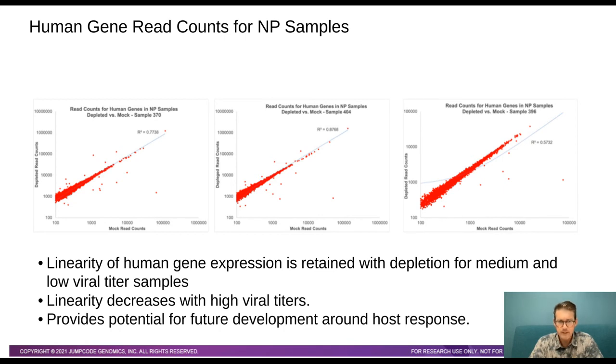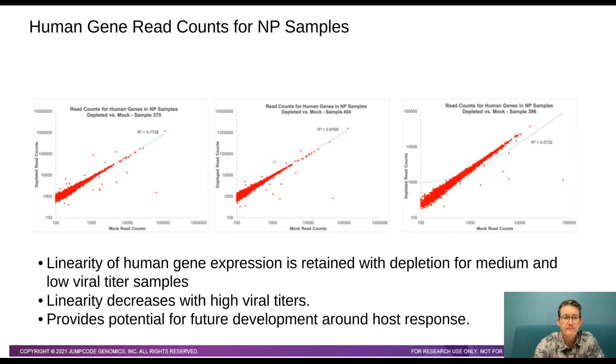But ultimately, this information and this linearity provides potential for future development around host response, especially in samples that show medium to low viral titers. And those things around host response could be biomarkers around host response in response to treatment, or even in response to severity of infection.